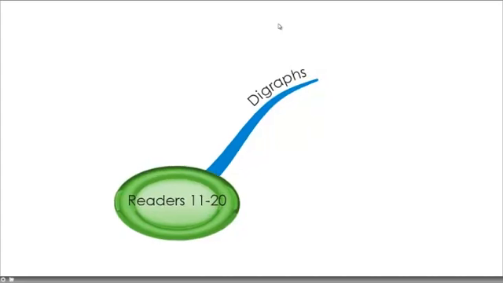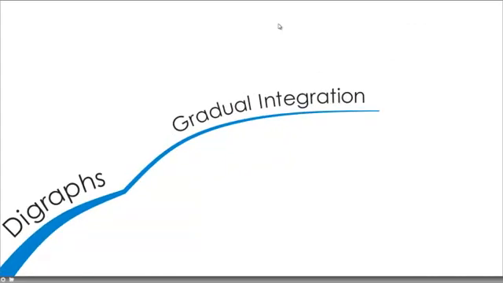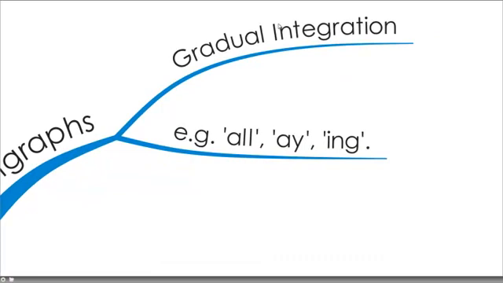What are some examples of digraphs that we introduce? Well, we introduce digraphs like all, a, and in these readers. As I said, we don't introduce too many. It's a really gradual integration of them. We just never do more than one new digraph per reader. That makes it easily digestible, means the students can remember it. There'll be lots of examples of that digraph found in the reader, and so it's easy to remember. So really the digraphs are one of the most important features of Readers 11 through to 20.